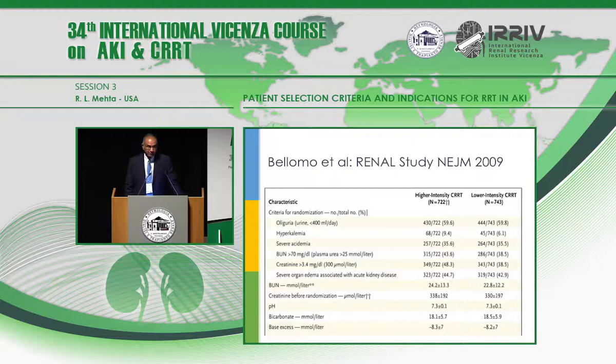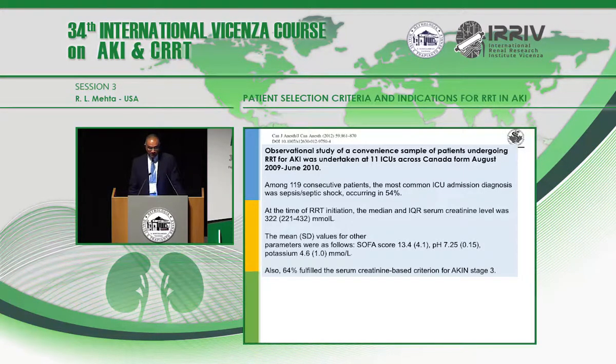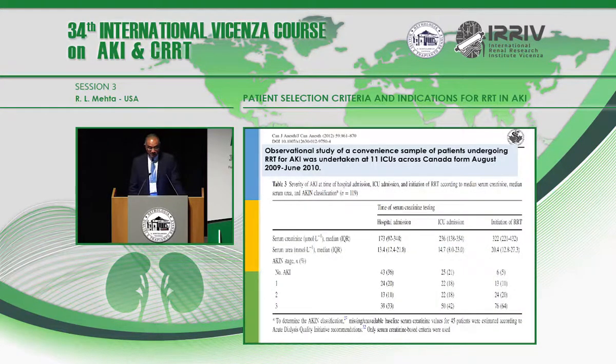Similar criteria were used in almost all the studies, and I just show you one from the RENAL study from Rinaldo Bellomo, same criteria used. In fact, these have been the criteria which have been used in the most recent studies, which I'll also mention in just a moment. A similar observational study from a convenient sample of 11 ICUs. You could see that the serum creatinine was fairly high, and the SOFA score was high, and 64% failed the stage 3. And what you can see here is the hospital admission scores.